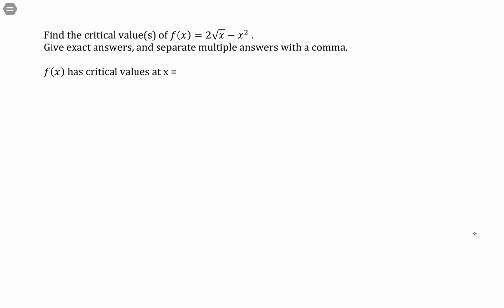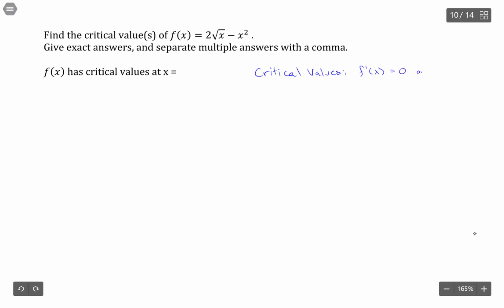All right, so critical values, what we know about those is that they happen whenever the first derivative is 0 or undefined. So generally for continuous functions, this is all we need to worry about, but we do need to keep this in mind because it can happen. So let's start off getting the first derivative of this function.